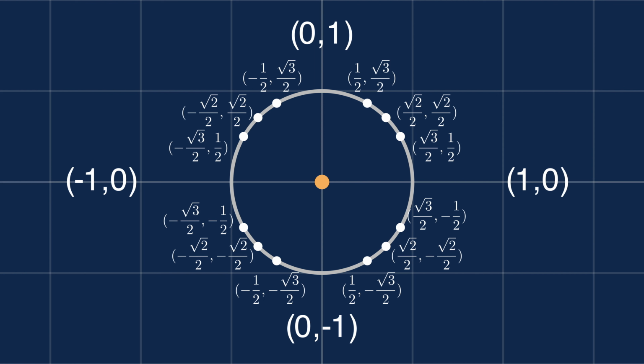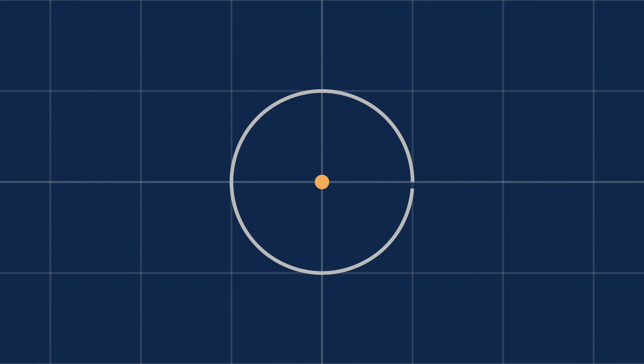Note that our vertical component, or y value, in the unit circle is always achieved by the sine operation, and our horizontal component, or x value, is achieved through the cosine operation. This won't always be the case in other realms of mathematics.